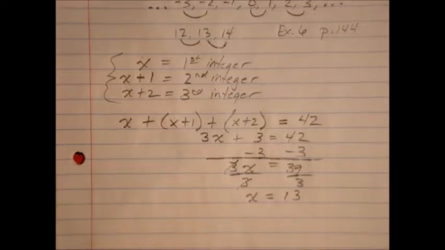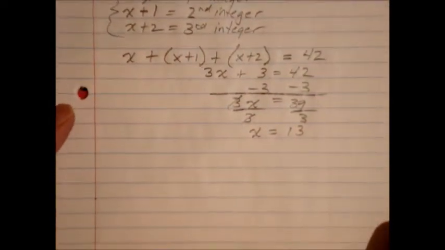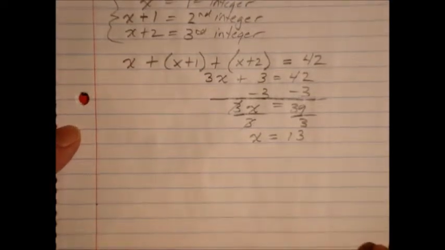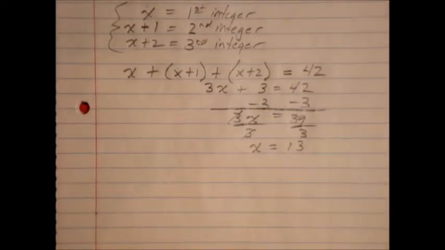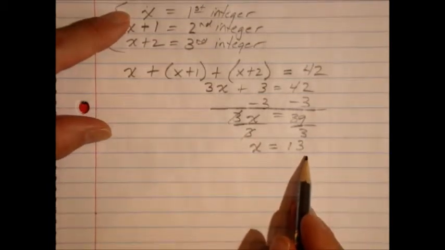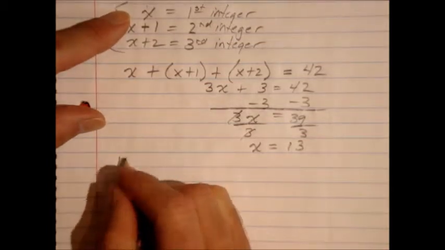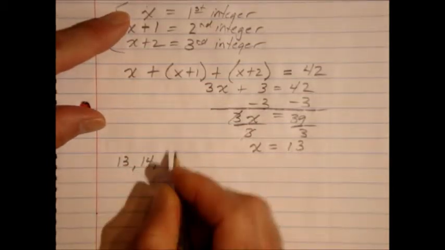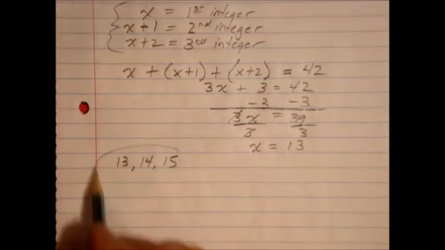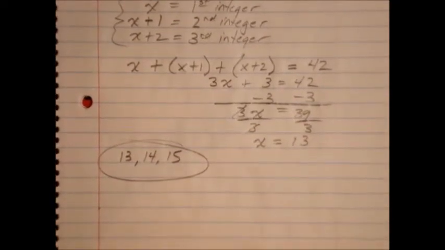Okay? But wait a second. They said to find 3 consecutive integers. You didn't find 3 consecutive integers. You just found 1. If the first x is 13, right? You found the first integer. If the first integer is 13, 14, bingo. There they are. We just found it. Okay? That completes everything that I want to talk to you about today.